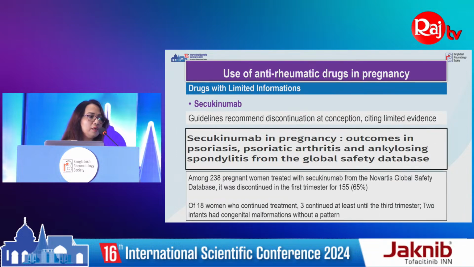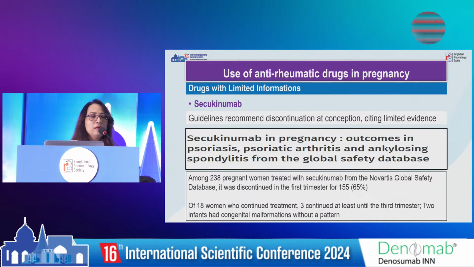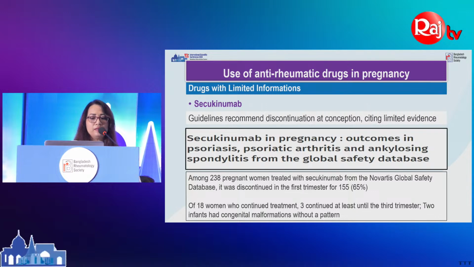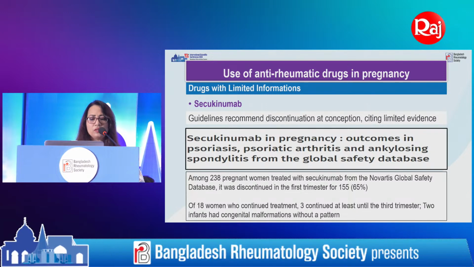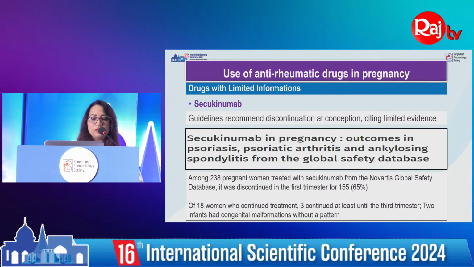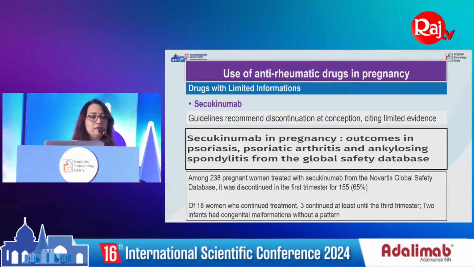Another newer drug is secukinumab. The guidelines recommend discontinuation at conception, citing the limited evidence. But there is a database, the Novartis Global Safety Database, where they actually reported 18 women who continued treatment during pregnancy, and 3 continued at least until the 3rd trimester. Among them, 2 infants had congenital malformation. So we need to be very careful about secukinumab.